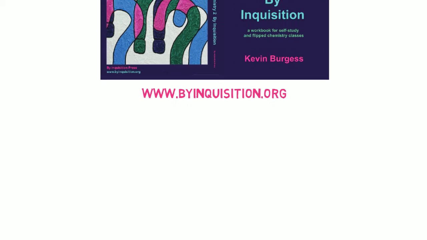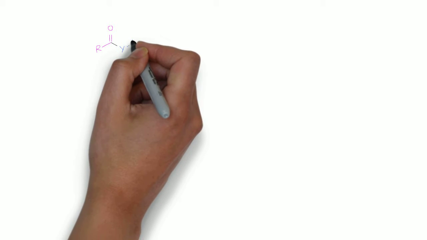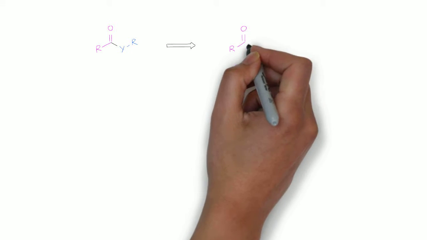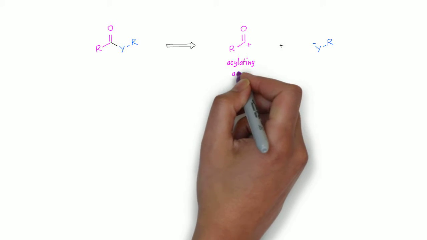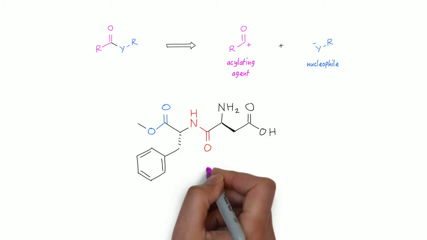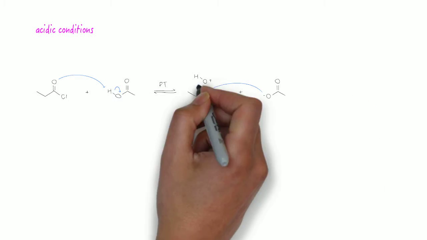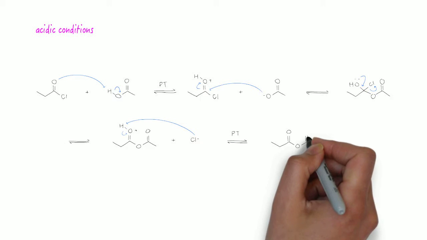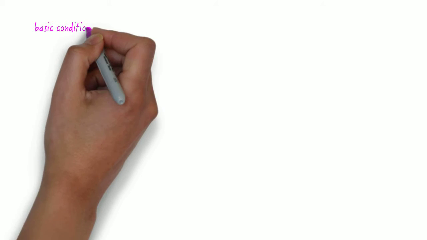www.byinquisition.org. Acylation reactions of acid chlorides and anhydrides. This is very empowering stuff because these reactions enable you to couple fragments together to form things like aspartame, the sweetener. Once again, the mechanism is different under acidic and basic conditions, and you know that you protonate under acidic conditions, you don't under basic conditions.